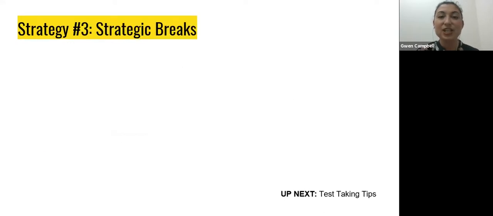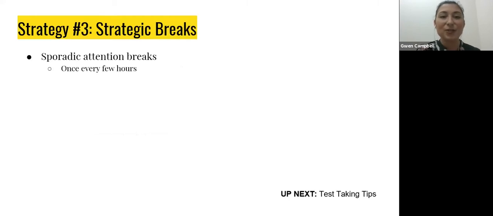Okay, so strategy number 3 is strategic breaks. It's really great for everyone, not just kids, to take sporadic attention breaks. We actually here in the office recommend every few hours that someone just go take a walk around the building. And we love to institute that with kids as well, wherever possible. So it's great for everyone, once every few hours, to have a break from whatever work you're doing.